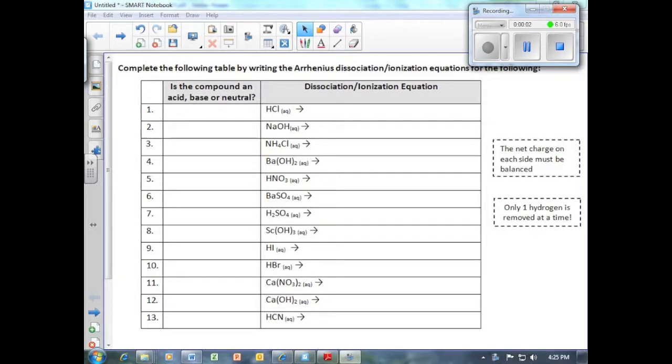This lesson is on writing dissociation or ionization equations. We will start by looking at number 1. Number 1 asks for the dissociation equation of HCl or hydrochloric acid.